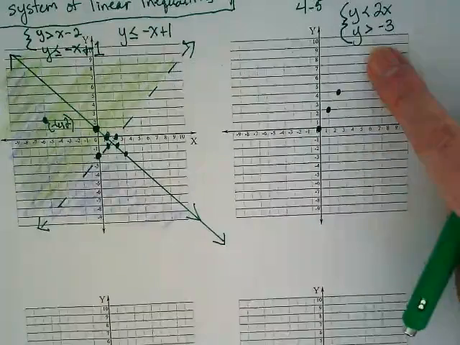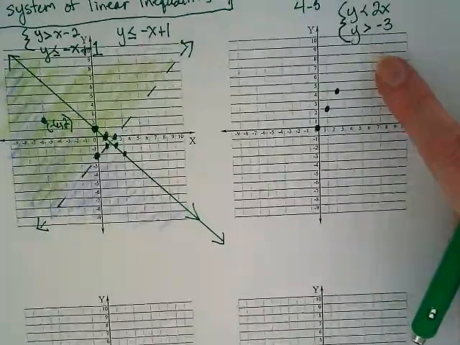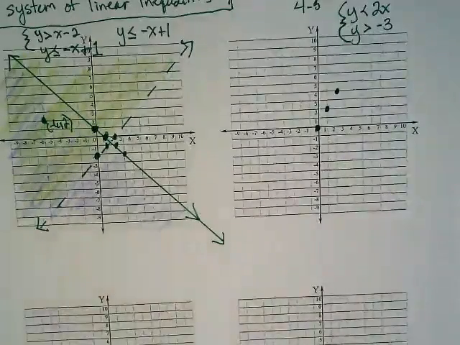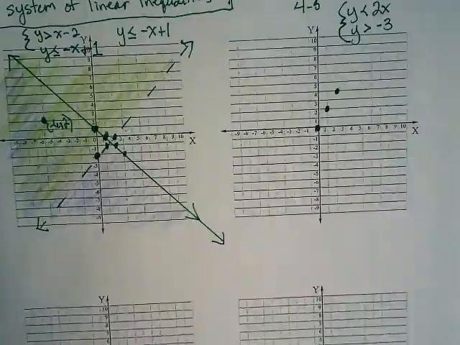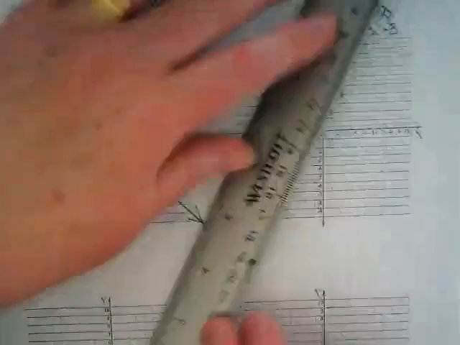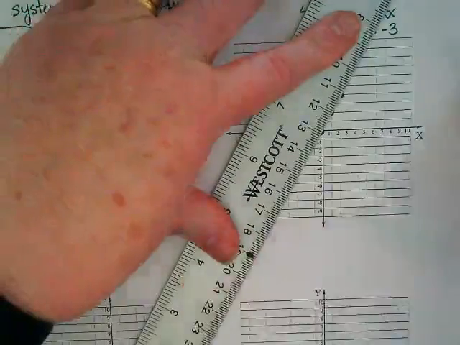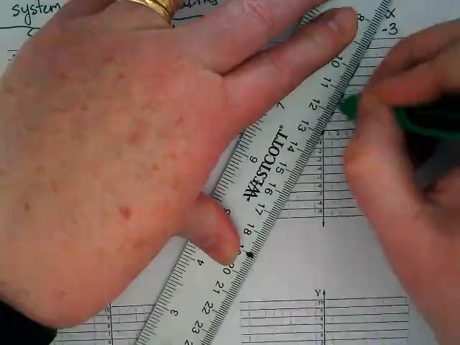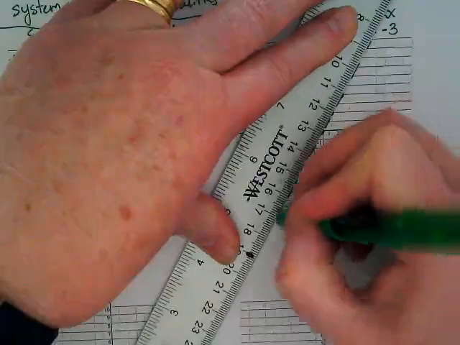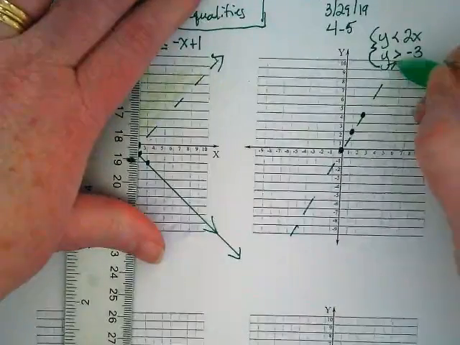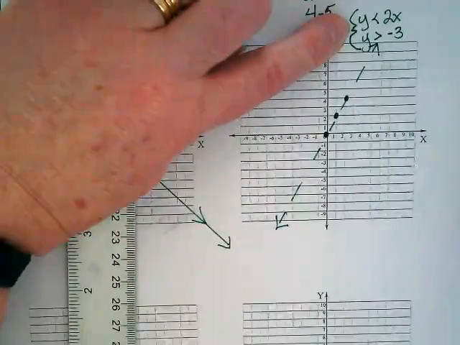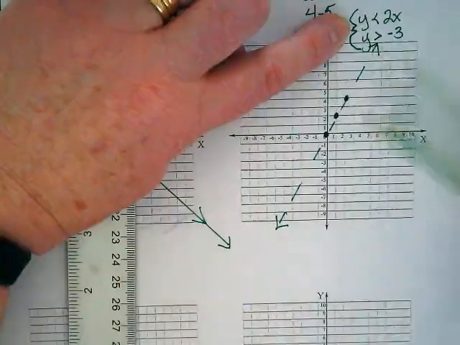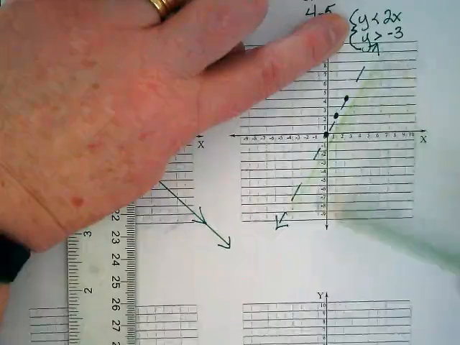Both of these are just a less than or a greater than. Neither of them have the or equal to. Both of these lines are going to be dashed. This is y is less than, so I'm going to shade it underneath.